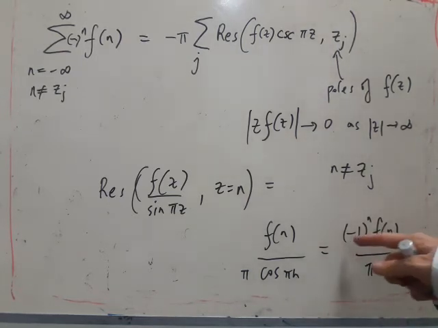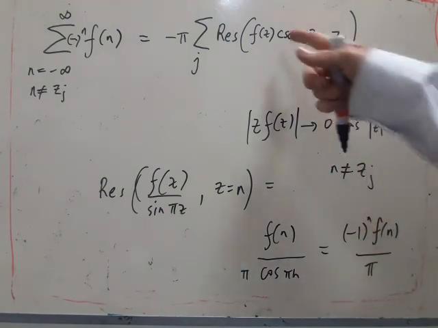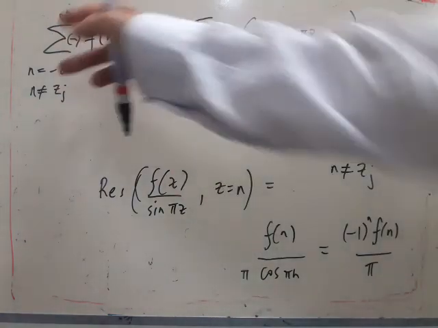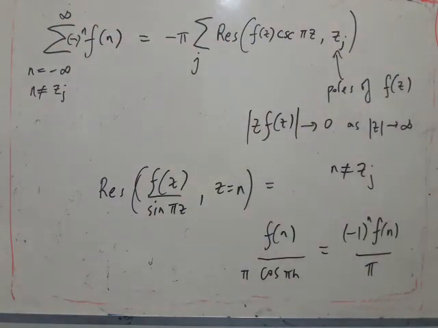So before, without this, with cosec we get this extra minus 1 to the n, which is why we get it here. Otherwise the formula is the same.